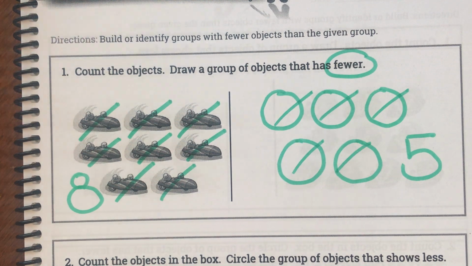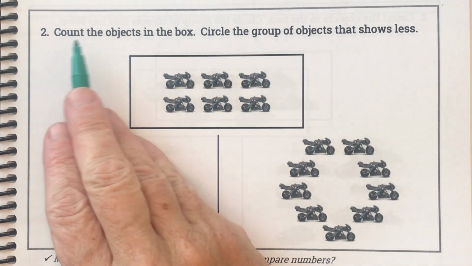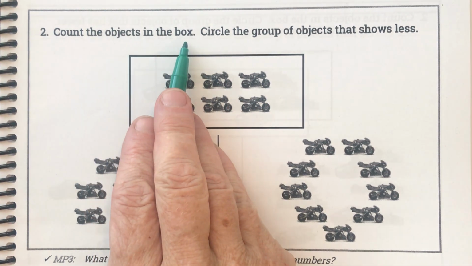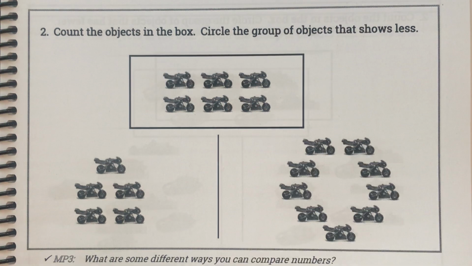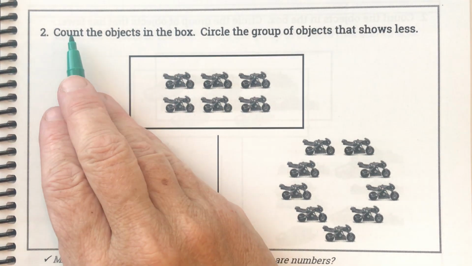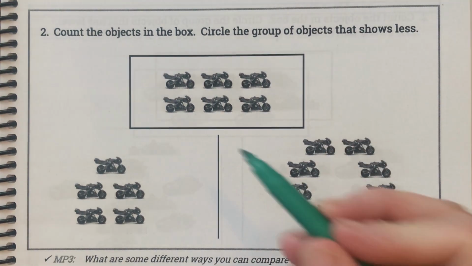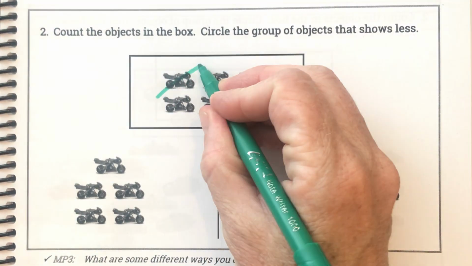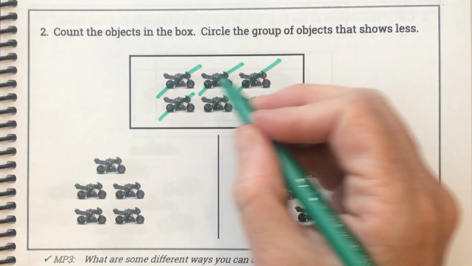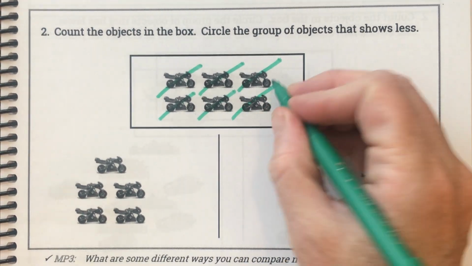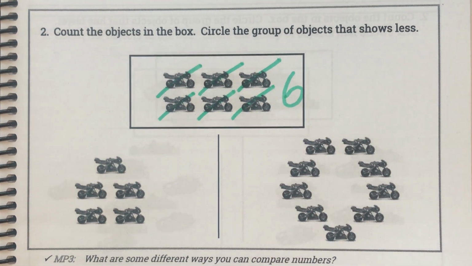Okay, let's look at our next problem. This problem says, count the objects in the box. Circle the group of objects that shows less. Okay, so first they want us to count the objects in the box. Let's count these motorcycles. Ready? Pencils ready? 1, 2, 3, 4, 5, 6. There are 6 objects in the box.